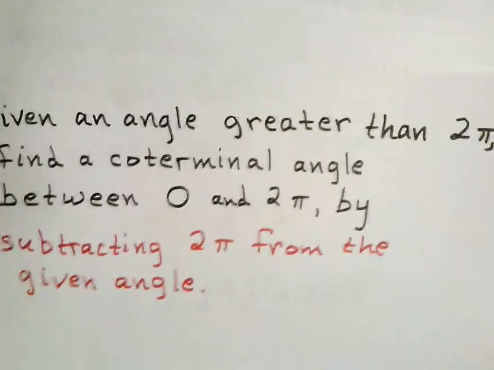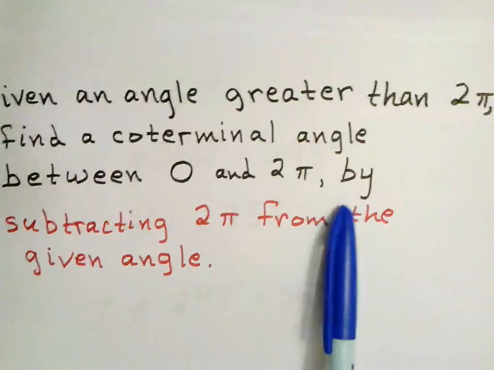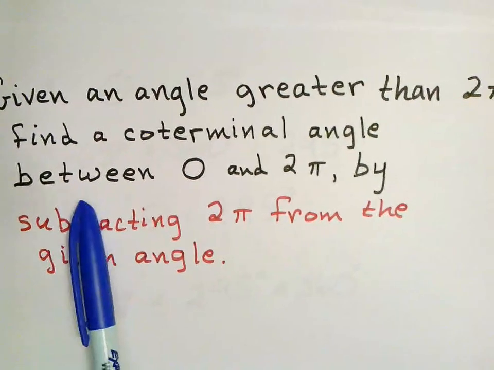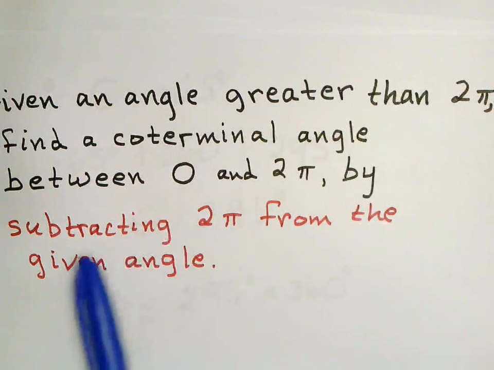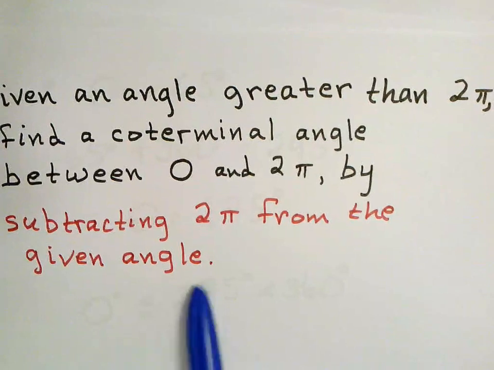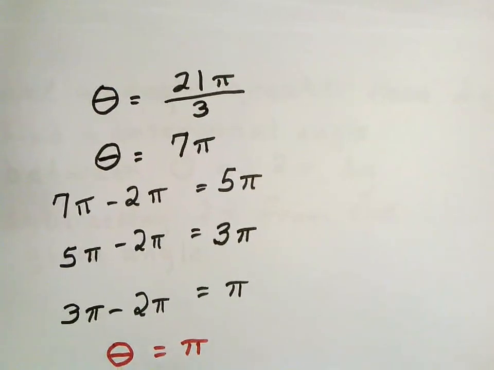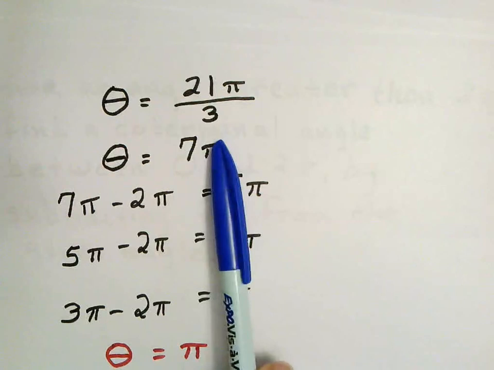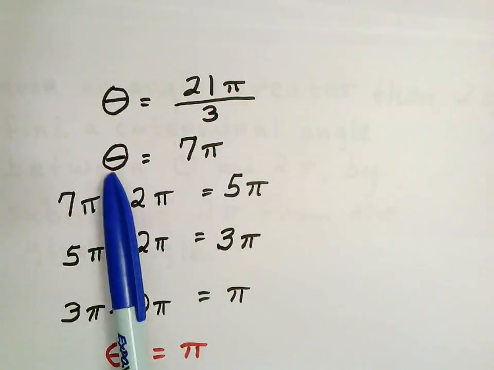Let's also review this. Given an angle greater than 2 pi radians, find a coterminal angle between 0 and 2 pi by subtracting 2 pi from the given angle. So we're going to subtract 2 pi from the given angle. Let's look at an example of that. Here we have theta is equal to 21 pi divided by 3. Well, 21 divided by 3 is 7. So that's the same thing as theta being what? 7 pi.